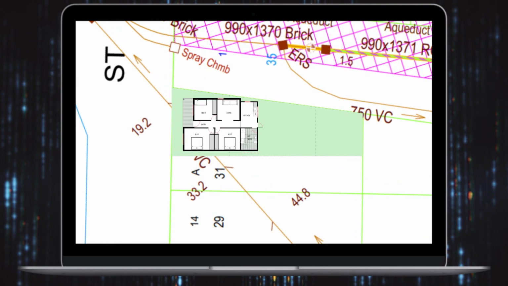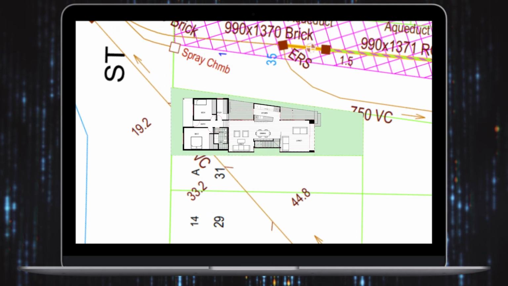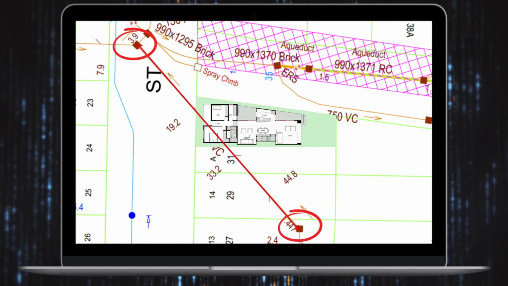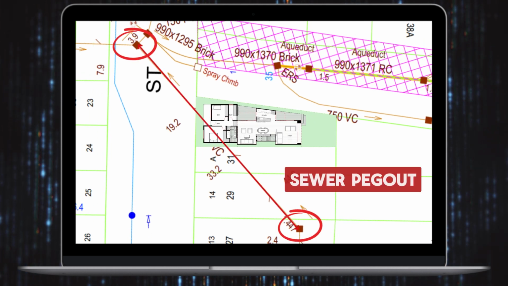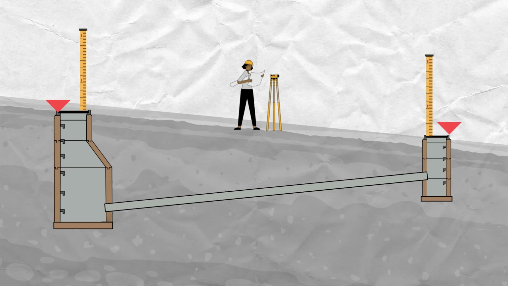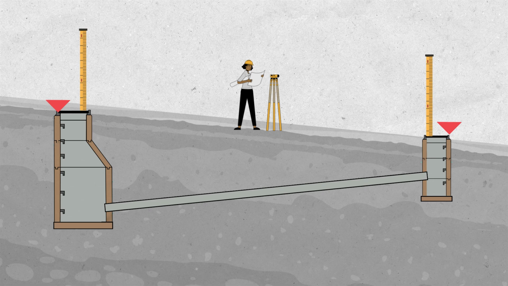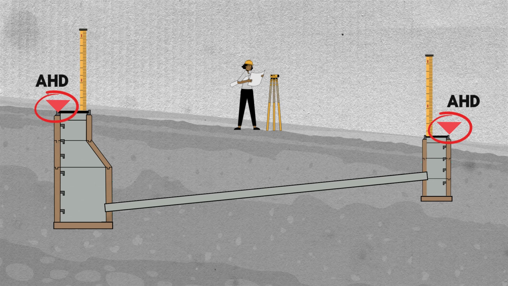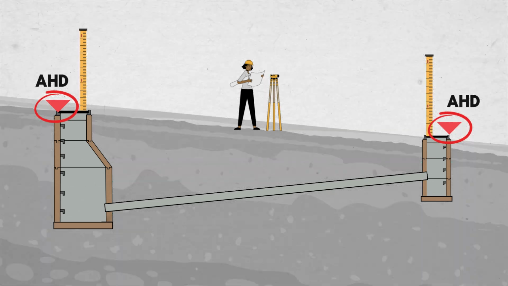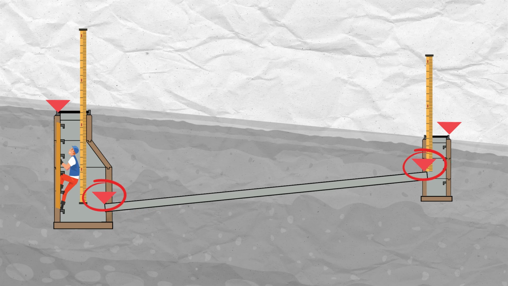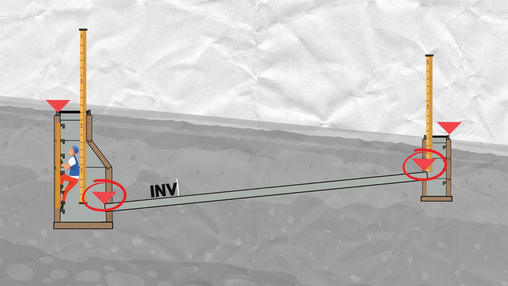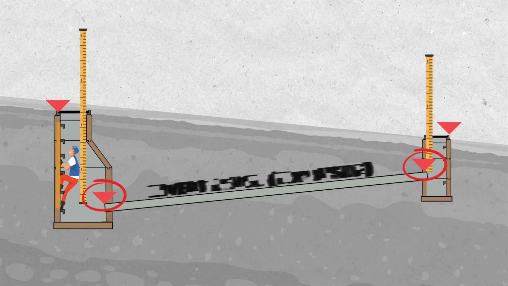Okay, so let's assume the owner of this lot proposes a new rear extension. You first need to commission a sewer peg-out survey by an accredited surveyor, who will survey the adjoining shaft locations and their height relative to Australian height datum. AHD is the number of metres above sea level. They'll measure the pipe invert level, which is the level of the top of the pipe, and will check the diameter of the pipe also. This report might cost $800 to $1,500 depending on the complexity, and it could take a few weeks.